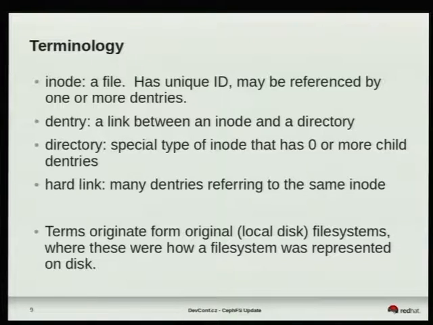Hopefully most of the people in the audience will be familiar with these terms, but a file generally corresponds to an inode in a file system. If you have hard links, they might point to the same inode. A dentry is a name for a file within a directory. A directory is a special type of inode that can have a bunch of child dentries. And a hard link is where you have multiple dentries pointing to the same inode.